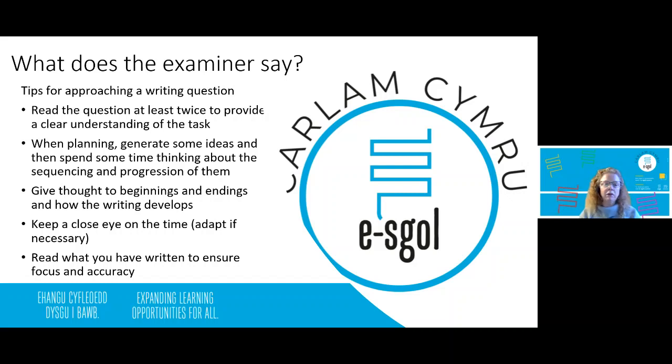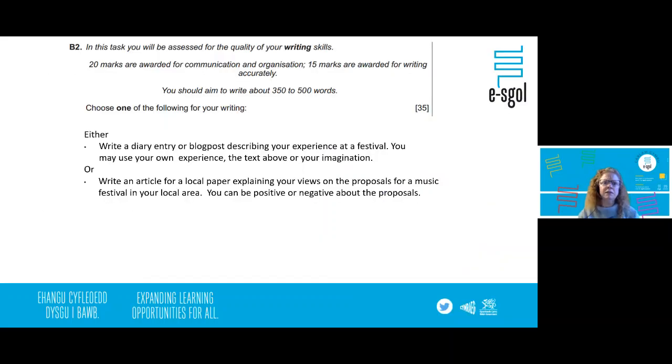And then obviously think about how you're going to develop it. Make sure you keep a close eye on your time, and if you realise you're running out of time, can you adapt your writing? Can you cut one of your ideas out? Can you make sure you do your most important idea first, so that if you do run out of time, you've covered the important ideas? And then please proofread. You need to ensure that you've got a really clear focus in your writing and that you are accurate. Really, really important.